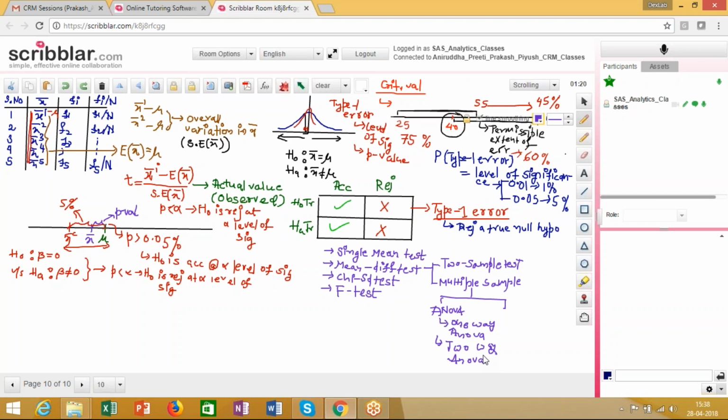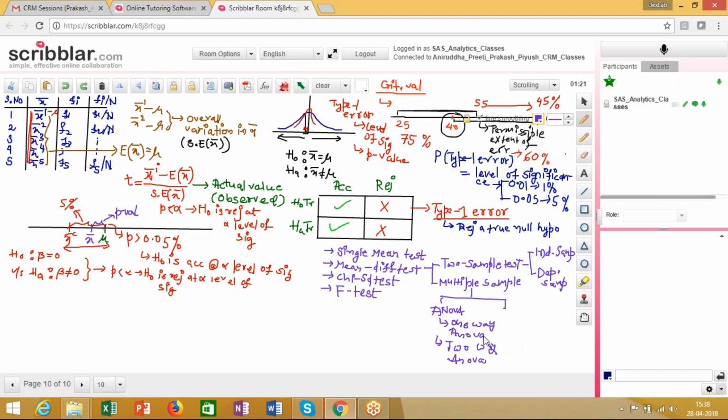The next part is, when I talk about two sample tests, there are two types of two sample tests. One is two independent samples, and what we have over here is two dependent samples. Two dependent sample tests, right?